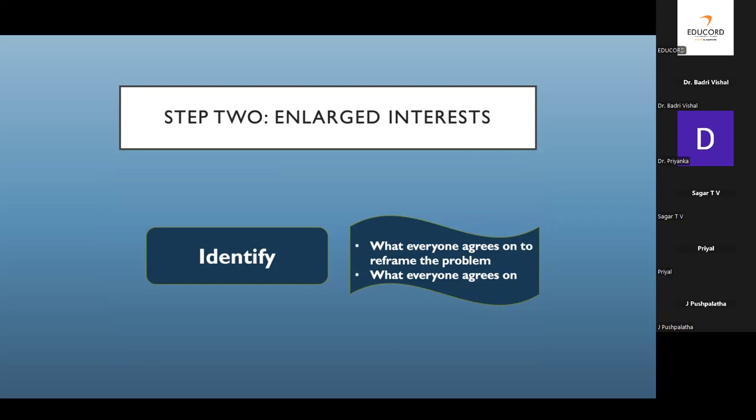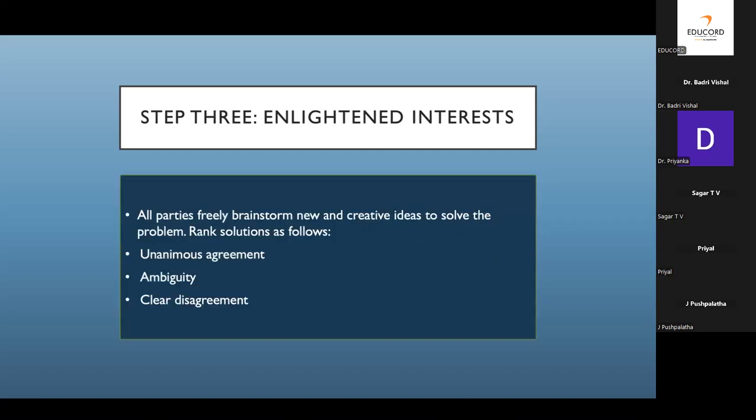Once you identify the problem, the person who is being affected, the outcomes and everything, the second one is enlarged interest. Now enlarge the interest of everyone. If everyone agrees on a common reform, can it be done? What is the reform that everyone is suggesting? What is the common reform? This is step 2. Step 3 is enlightened interest. All parties freely brainstorm new and creative ideas to solve the problem. Rank solutions as follows: unanimous agreement, ambiguity, and clear disagreement.